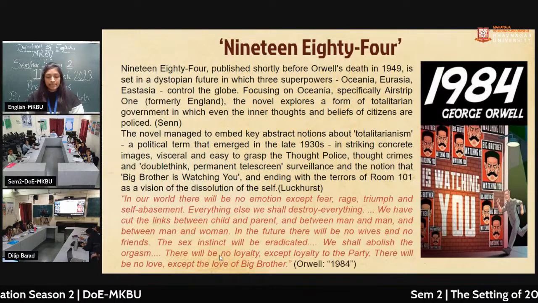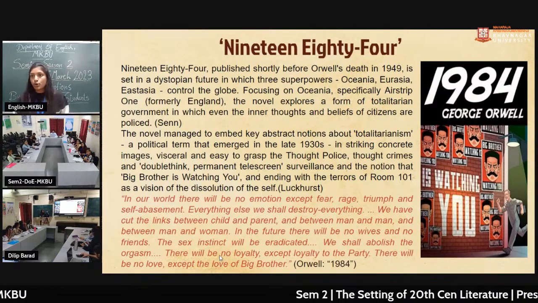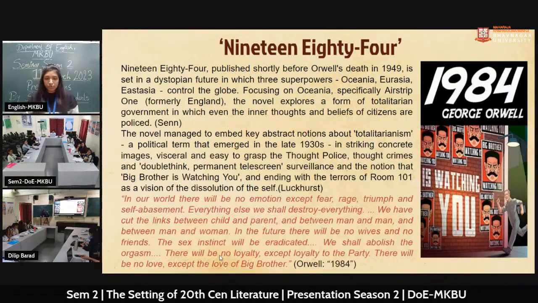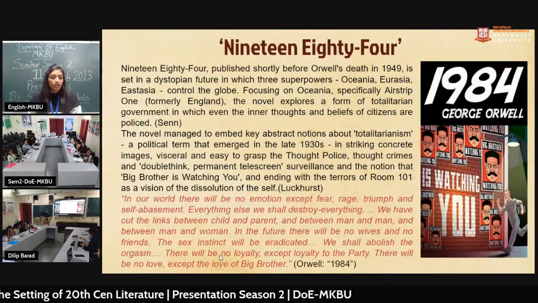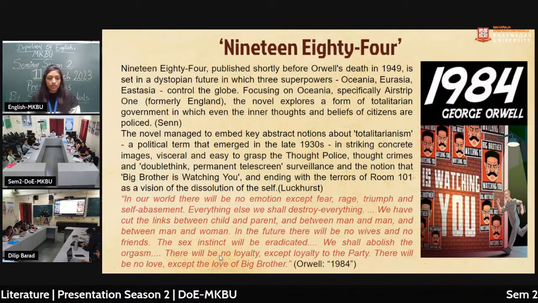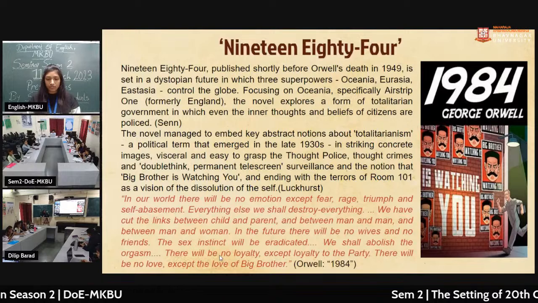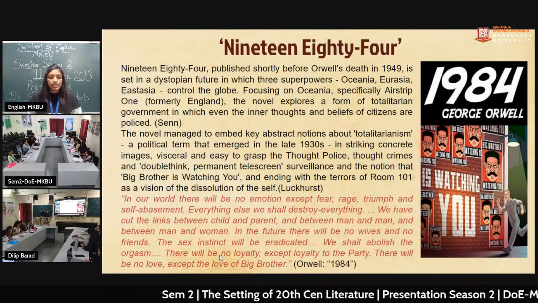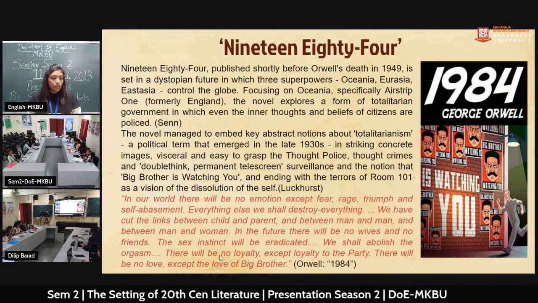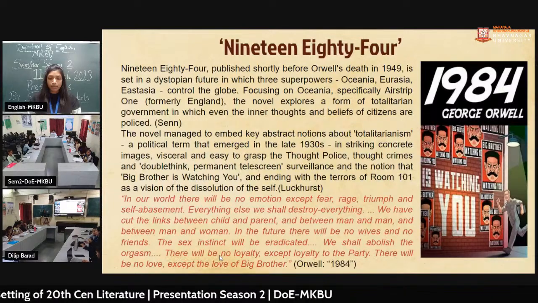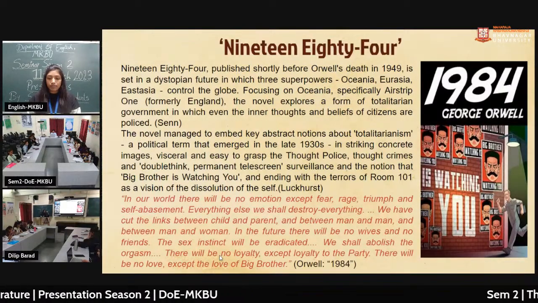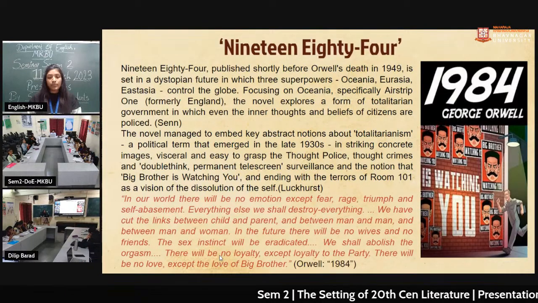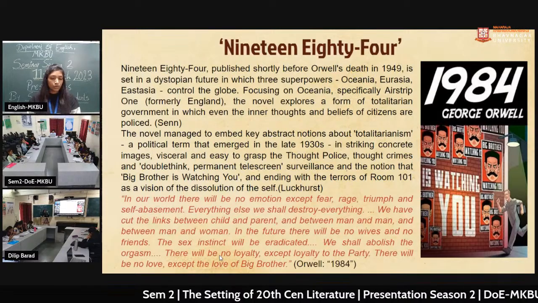And through this dialogue, we can understand the entire situation of that society of 1984 in view of dystopia or totalitarianism. It is said by the Party, in our world, there will be no emotion except fear, rage, triumph, and abasement. Everything else we shall destroy, everything. We have cut the lines between child and parent and between man and woman. In the future, there will be no wives and no friends. The sex instinct will be eradicated. We shall abolish the orgasm.